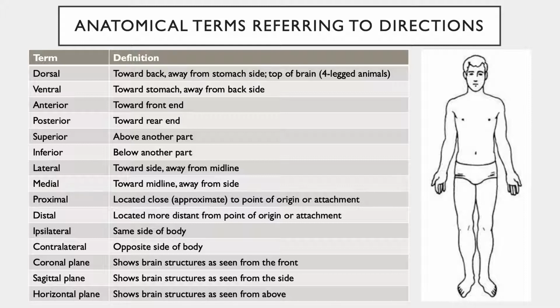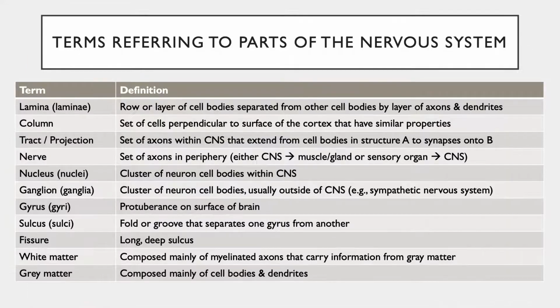Lastly, in the coronal plane, your chin is medial because it is more central to the midline of your body than the brain that spans out laterally from the midline. Now that we've reviewed some anatomical terms that refer to directions in the body, let's review some terms that refer to parts of the nervous system.